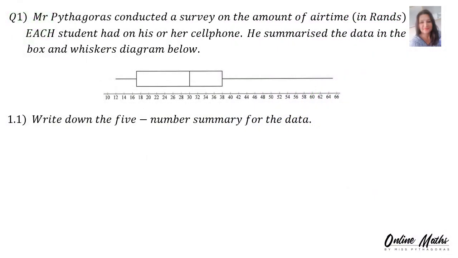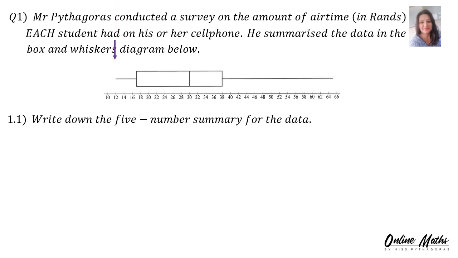Question 1. Mr. Pythagoras conducted a survey on the amount of airtime in rands each student had on his or her cell phone. He summarized the data in the box and whiskers diagram below. Number 1. Write down the 5-number summary for the data.